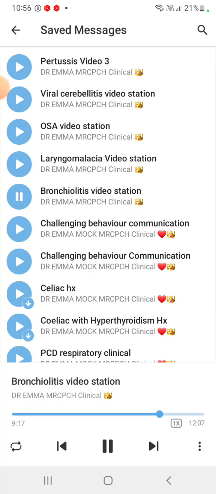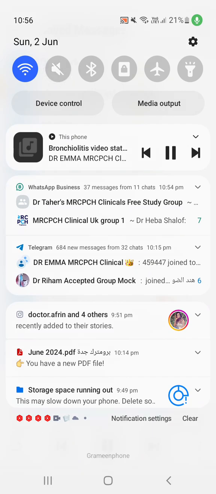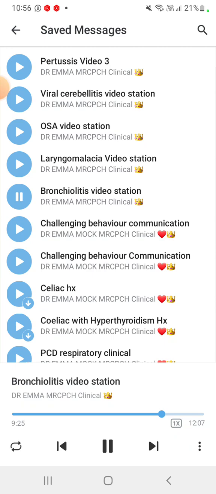So the criteria of admission of bronchiolitis are absolute and relative. Absolute are apnea, any underlying cardiac conditions, saturations less than 92% in room air, inadequate feeding, dehydration, and diagnostic uncertainty. Relative are reattending, age less than 6 weeks, difficult family circumstances where the family is not able to cope, pre-existing lung disease, and any chronic disease like neurodegenerative disease.